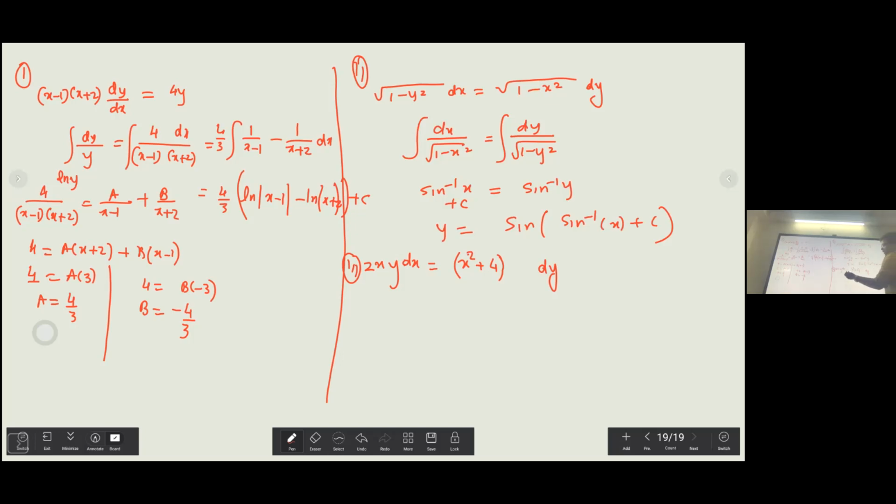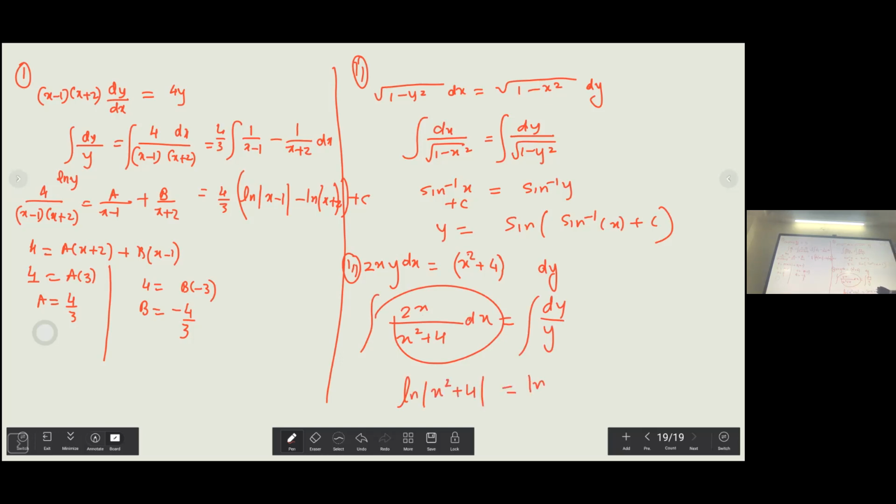The last one is 2xy dy by dx equals x squared plus 4. So 2x upon x squared plus 4 dx equals dy upon y. Now you can see that if I integrate, this is of the format f dash x upon f x. So straight away you can write down ln of x squared plus 4 equals ln y plus p. That's your integration here. Got it. So these are the basic kinds of separable variable techniques.